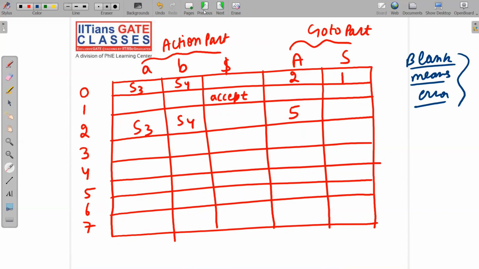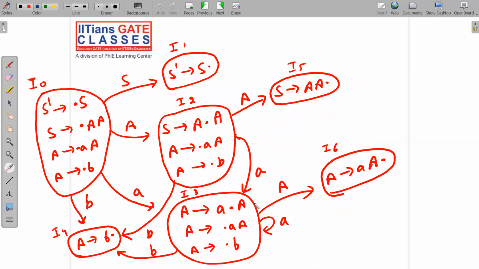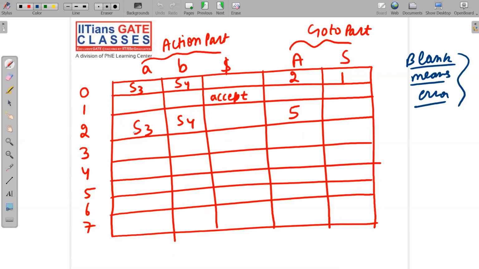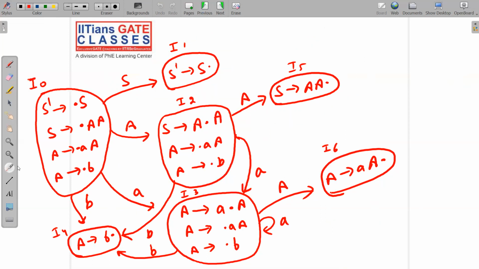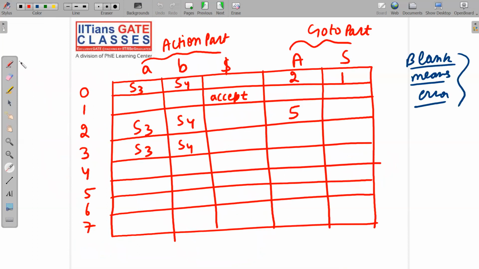Okay. Now come to state number 3. State number 3, we are reading what? Capital A, small b. So on small a, we are going to 3 only. So on 3, small a, we are keeping S3. Okay, or let me write in the same color. You may get confused. S3. On small b, we are going to state number 4, that is S4. See here. On 3, small b, S4, small a, S3, capital A, 6. Go to state number 6. So in go to part, I will write 6.